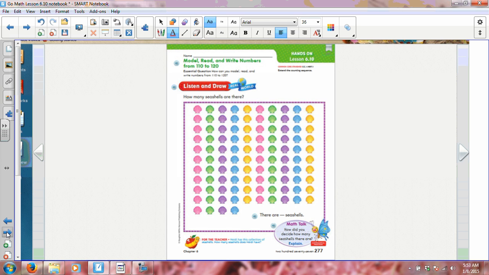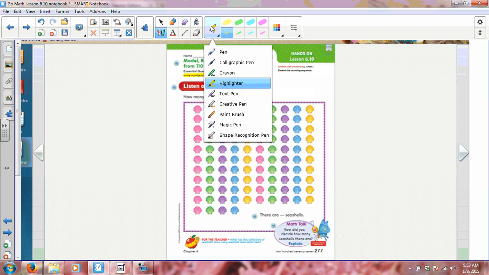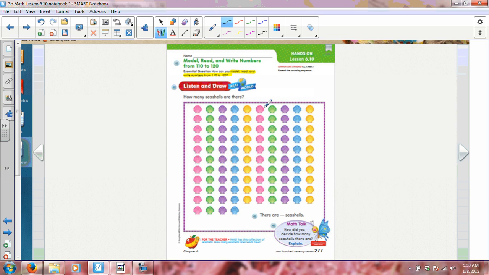There is no animated math model today, so we are just going to jump into our lesson. Of course, let's go ahead and review what we are doing today. Remember, we are modeling, reading, and writing numbers from 110 to 120. Okay, on this page you see that there are a bunch of seashells. Now, this person has a collection of seashells, and we need to figure out how many seashells there are.